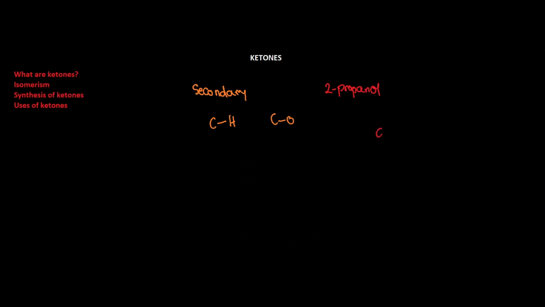Now, 2-propanol can be represented with this structure. So we have 3 carbon atoms in total, and the 2 here means that the hydroxyl group is attached to the second carbon atom, and this is the second carbon atom. So we have the hydroxyl group attached here. And of course here we have hydrogen, hydrogen, hydrogen.